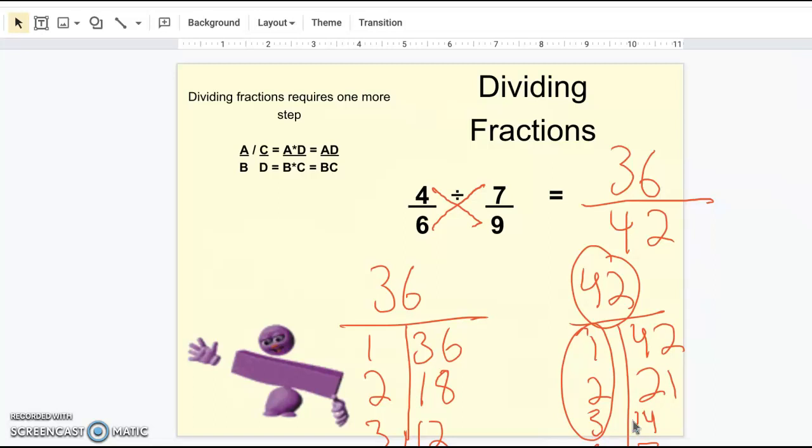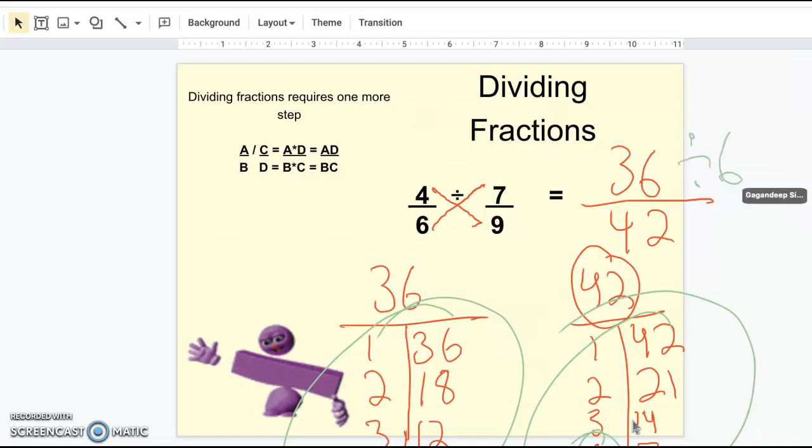So if I look here, let me get rid of this one so I don't confuse you, and let's change up the color real quick. I'm looking for that greatest common factor. What number do you see on both sides that's the largest possible? I see 3 on both sides. I see 2 on both sides. I don't see a 7. What about 6? I see 6 on both sides. Let's use that. So let's divide numerator and denominator by 6. 36 divided by 6 gives us 6. 42 divided by 6 gives us 7. So therefore, 4 over 6 divided by 7 over 9 equals 6 over 7.